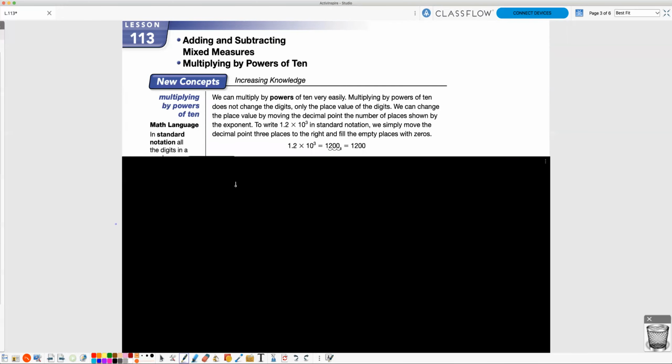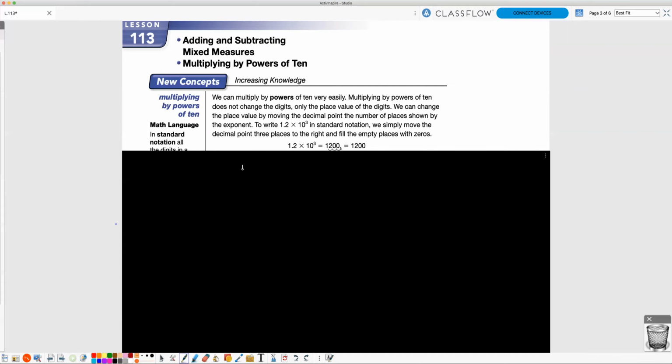Example 3 will come up here in a second, but we can multiply by powers of 10 very easily. Multiplying by powers of 10 does not change the digits, only the place value of the digits. We can change the place value by moving the decimal point the number of places shown by the exponent. To write 1 2/10 times 10 to the third in standard notation, we simply move the decimal point 3 places to the right and fill the empty places with zeros. So 1 2/10, moving the decimal place to the right 3 places, would end up with 1200.